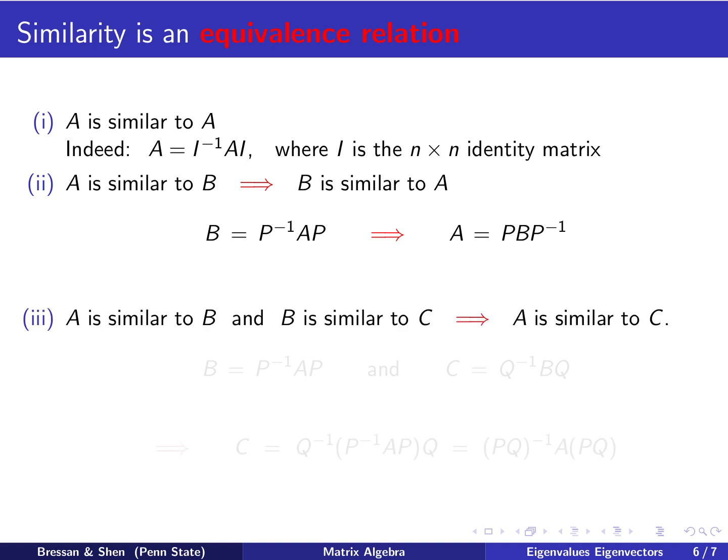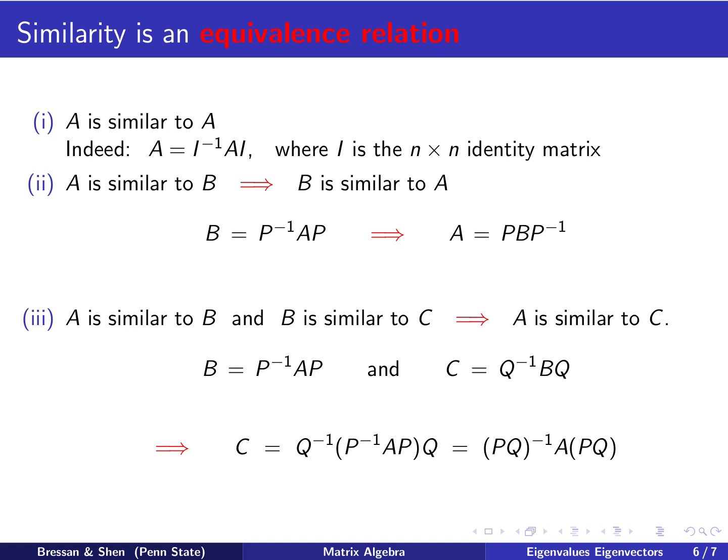And the third property is that if A is similar to B and B is similar to C, then A is similar to C. Now let's verify this statement. The assumption is A is similar to B. That means there is a matrix P. We can write them like that. And then B is similar to C. Then that means there is another matrix, let's call it Q, and we have this relationship.